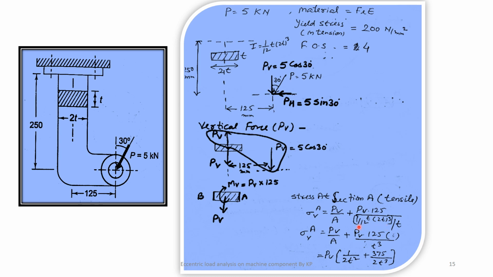The value of Z is 1 by 12 T into B cube. Here B is given as 2T. So this is 2T cube, divided by half of this distance. 2T by 2 is equal to T, so here we divide by T. This is the value of the section modulus. So here this is PV by A plus PV into 125 divided by T cube. Here we multiplied by 3. So this is PV into 1 upon 2T square plus 375 divided by 2T cube. Here it is multiplied by 2, here it is 3. When we solve this value, it is coming out to be 2 by 3. So here it is 2 and here it is 3. So this is 375 divided by 2T cube.